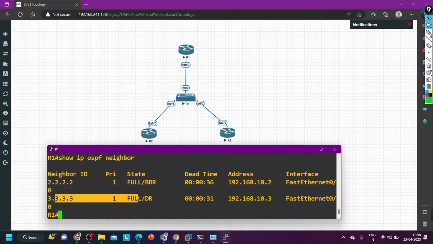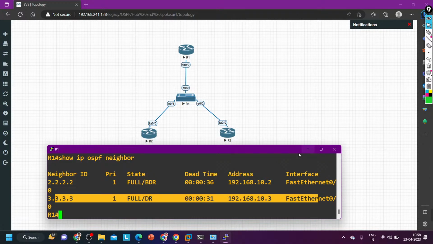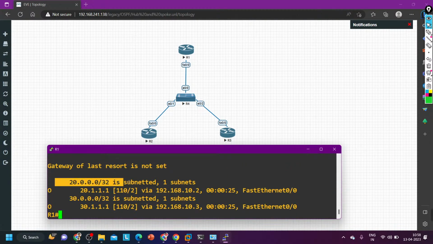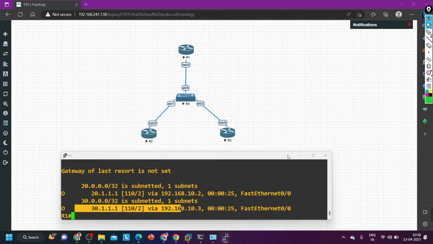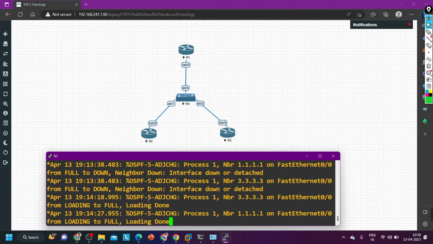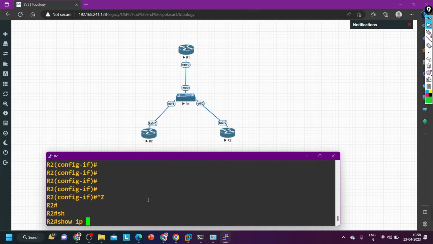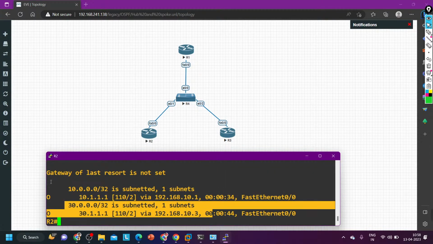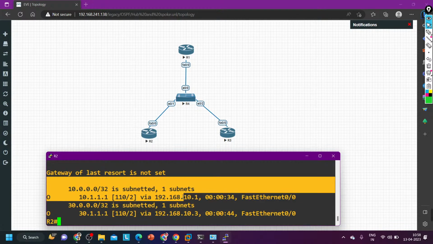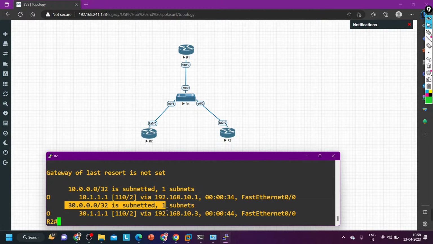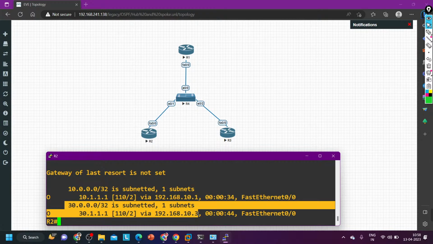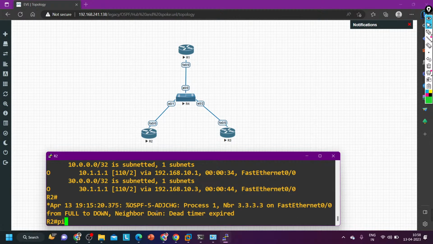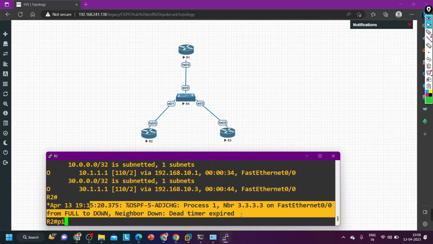Who is DR? 3.3.3, yes or no? So show IP route OSPF. 20 is here, 30 is here. Yes. On router number 2, show IP route OSPF. 30 is here, 10 is here. What is the next hop IP address for the 30 network? 192.168.10.3. Can I ping and see the neighborship has broken?